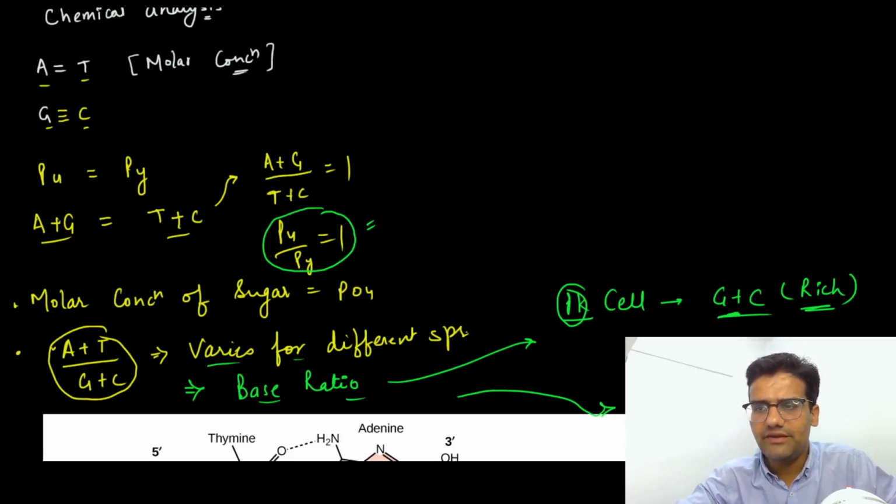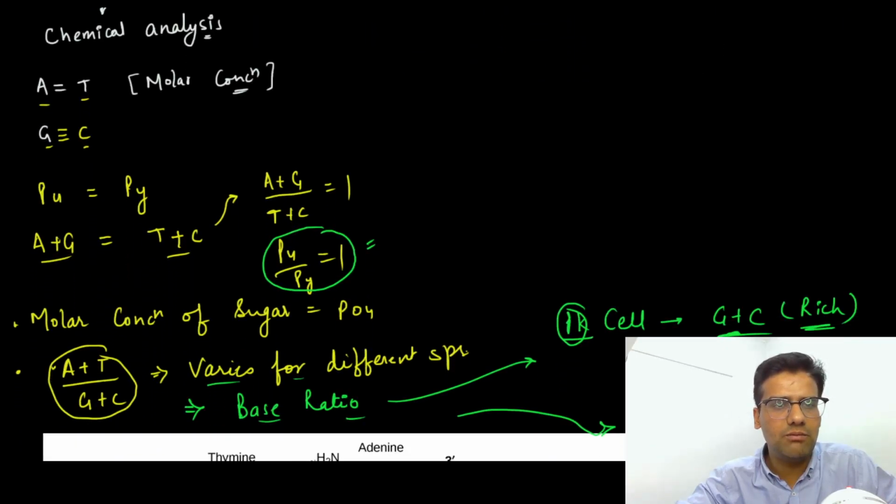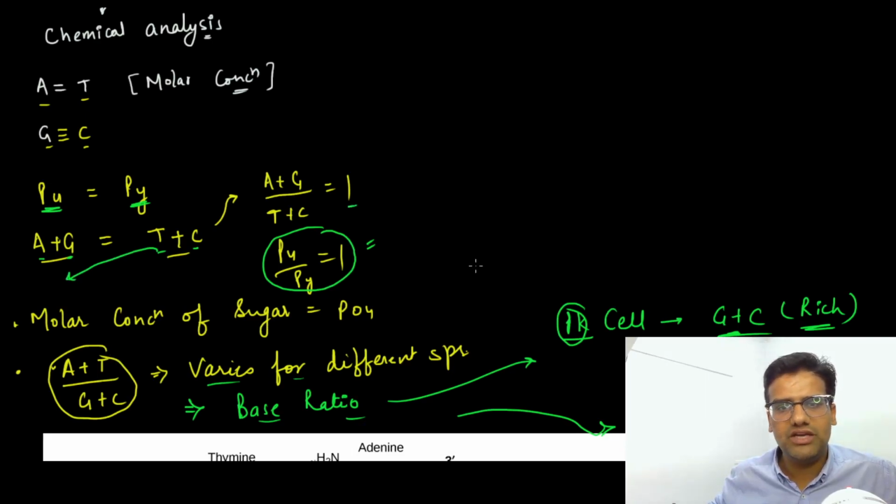Chargaff basically did the chemical analysis of DNA and said that the amount of adenine is equal to thymine, and the amount of guanine is equal to cytosine. Therefore, the amount of purine is equal to pyrimidine. That means adenine plus guanine upon thymine plus cytosine would be equal to 1, and this is true for all species. But the base ratio varies for different species.